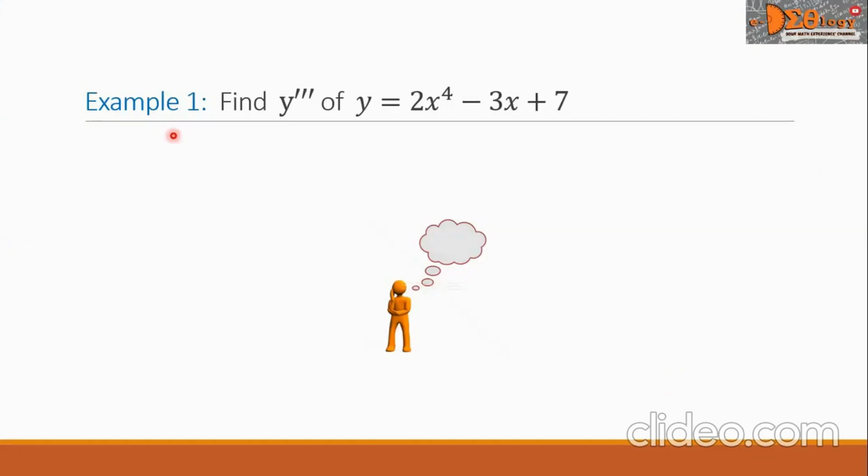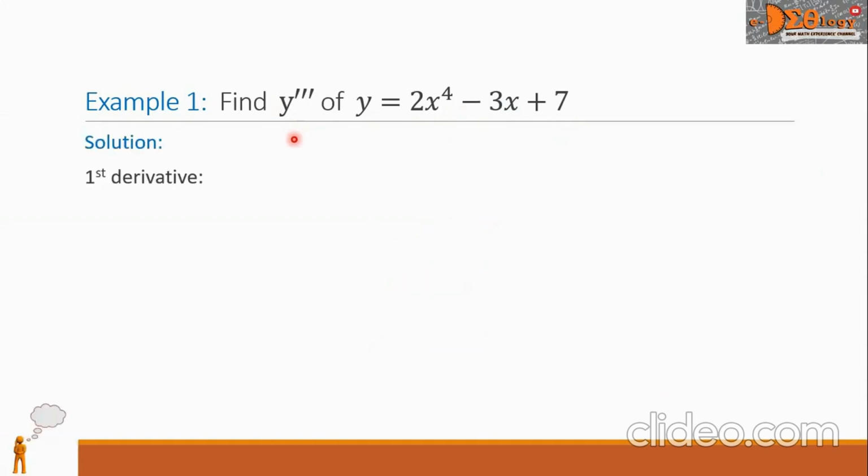Let us see this example 1. Find y triple prime of y equals 2x raised to 4 minus 3x plus 7. The y triple prime here means the third derivative.